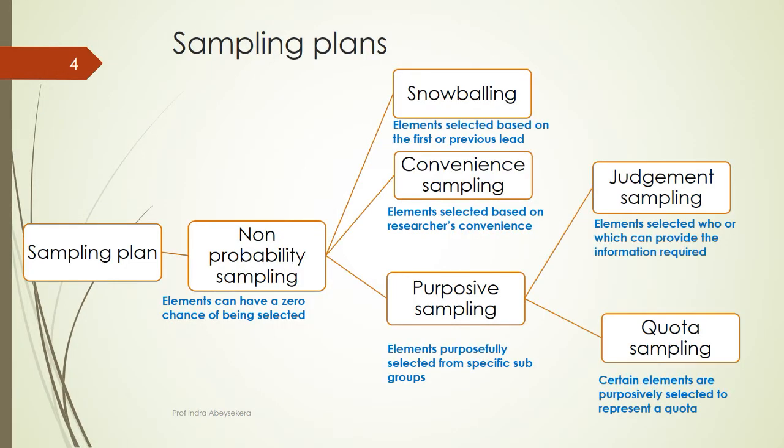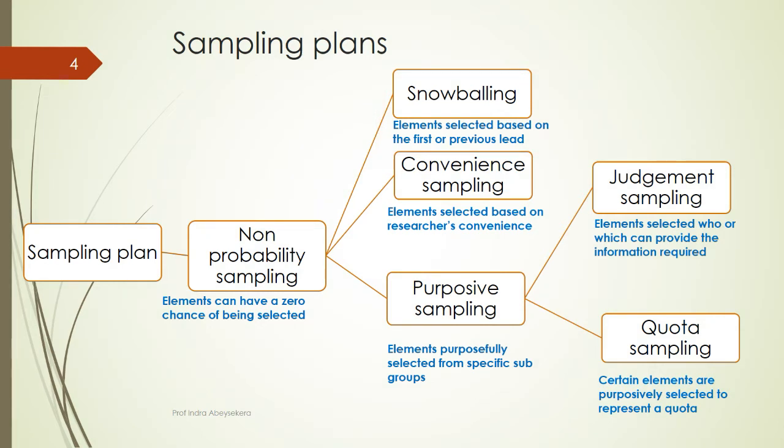Let's look at the non-probability sampling. In the non-probability sampling, the elements can have a zero chance of being selected for the sample. The first one under that is the snowballing. Snowballing means that when an element is selected for the sampling, that element will provide the next element. So that element will say to talk to this person. So it provides the next element.